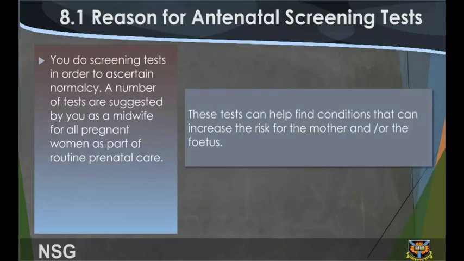Reason for antenatal screening tests. You do screening tests in order to ascertain normalcy. A number of tests are suggested by you as a midwife for all pregnant women as part of routine prenatal care. These tests can help find conditions that can increase the risk for the mother or the fetus.